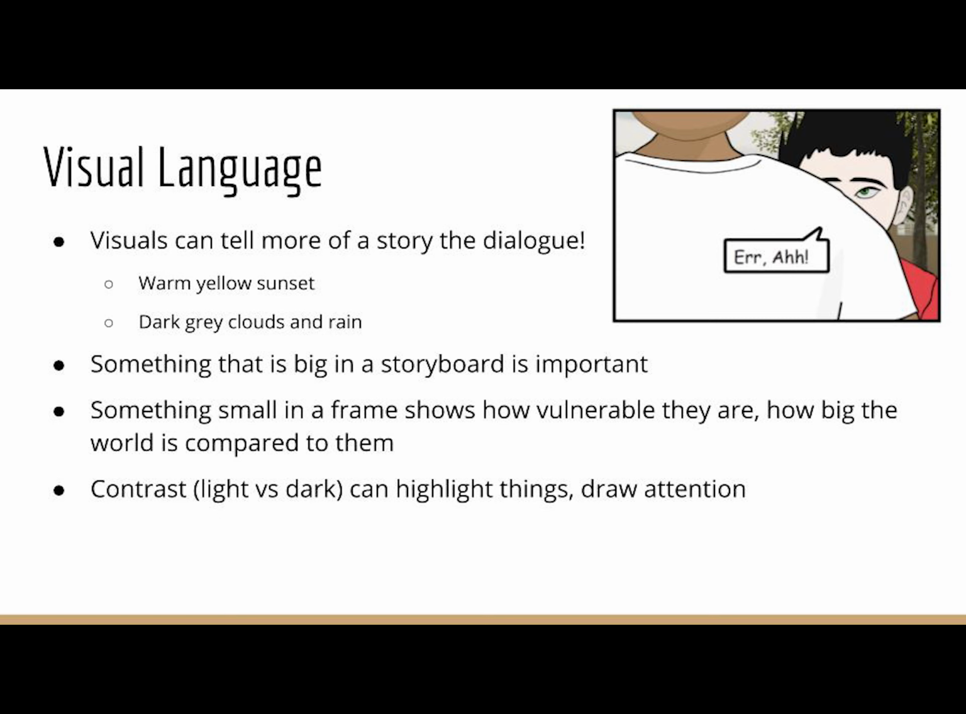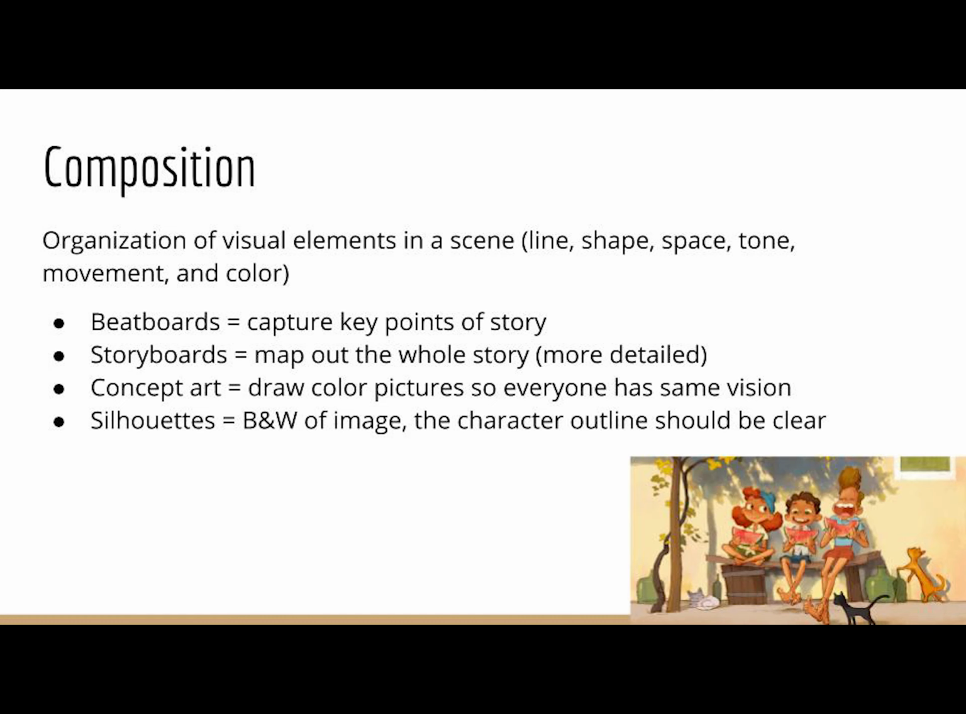That little picture in the corner is just one big guy, and you're looking over his shoulder, and you can barely see the other guy, and so it's just trying to set their sizing relative to each other. Composition is putting together all the visual elements in a scene, so it's got lines, shapes, tone, movement, colours.